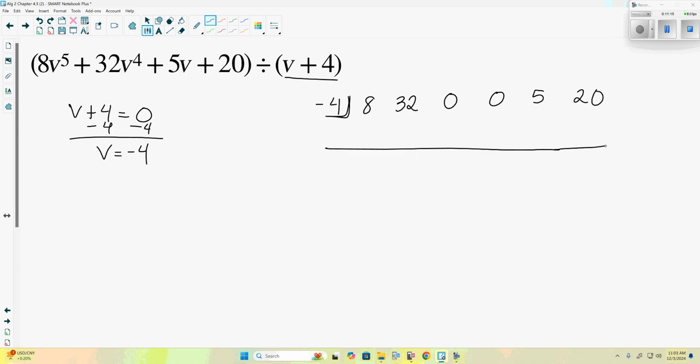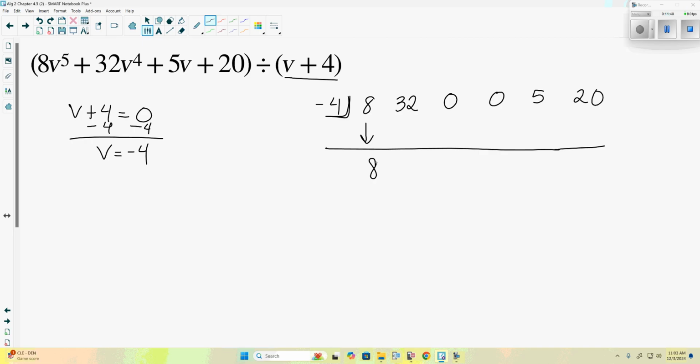So if we're missing one, we have to put one back in. So we have v to the 5th, which is our 8. V to the 4th is our 32. V cubed, v squared are missing, so we have to put them in as 0. And then we bring the first number down. So any questions on how we got this set up?